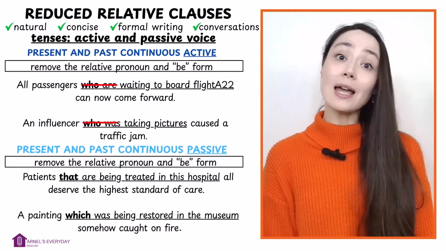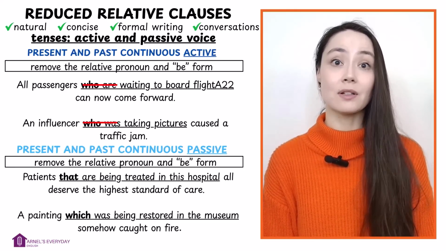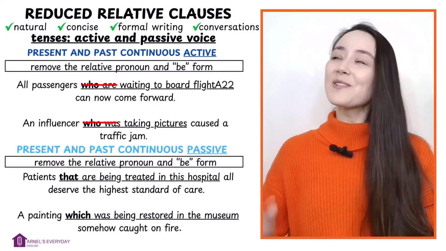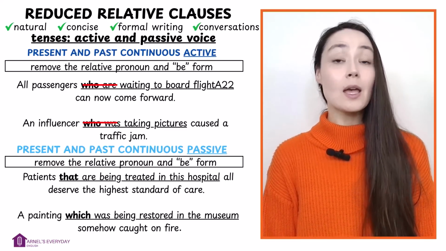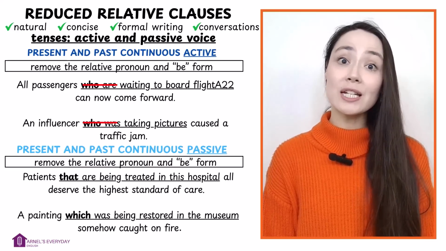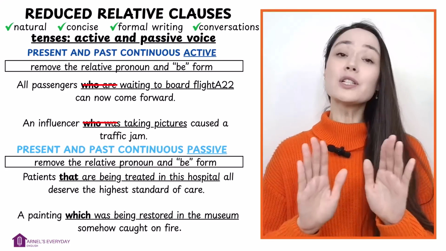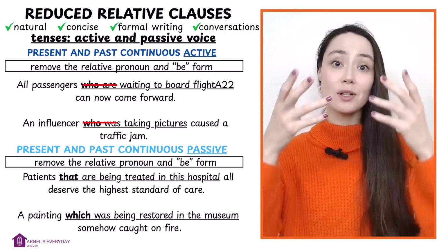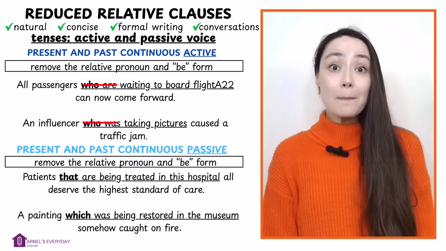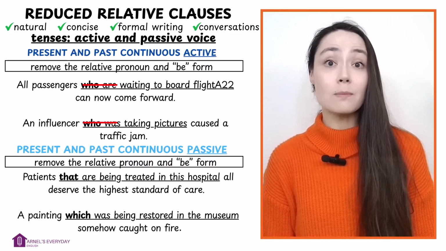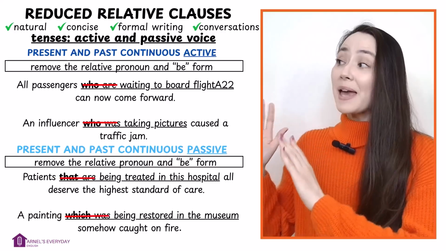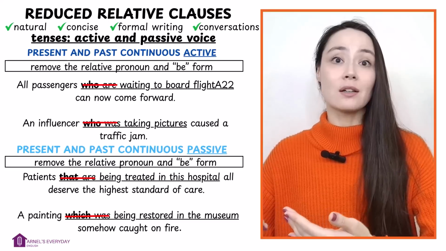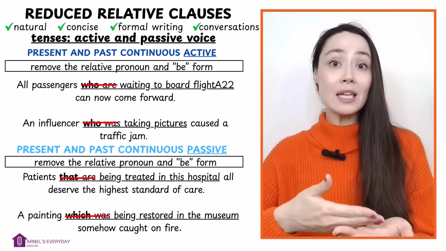Present continuous and past continuous passive. Reduction rule: remove the relative pronoun and be form. Patients that are being treated in this hospital all deserve the highest standard of care. A painting which was being restored in the museum somehow caught on fire. Patients being treated and a painting being restored.